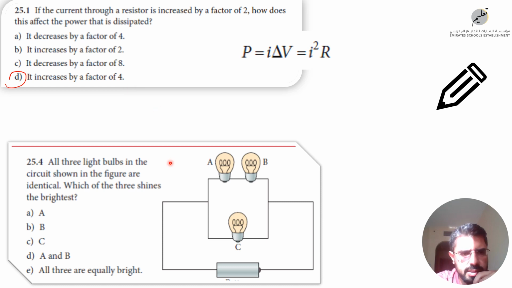What about this question? All 3 light bulbs in the circuit shown in the figure are identical. Which of the 3 shines the brightest? What do you think? I will leave your answers for this question in the comment, and you can include your explanation as well. This is 5.4. I hope I didn't put the answer. Okay, no worries, the answer is C, but please put your explanation in the comment box.